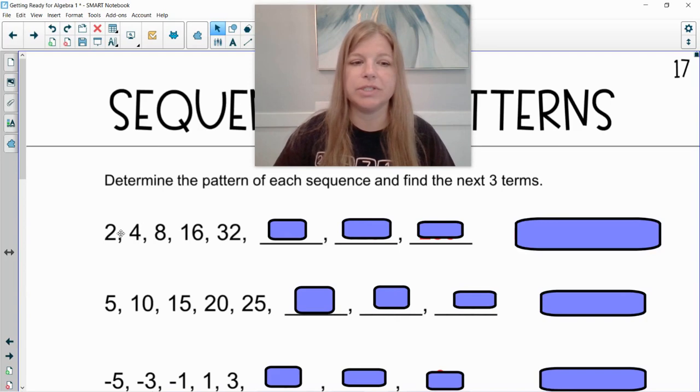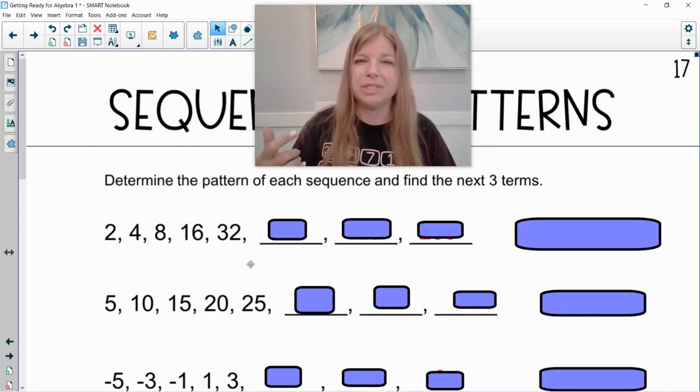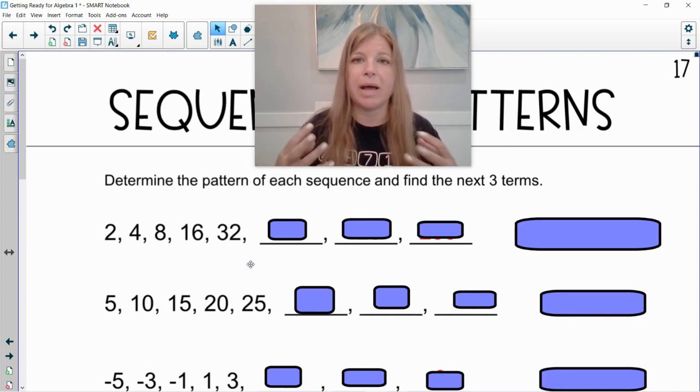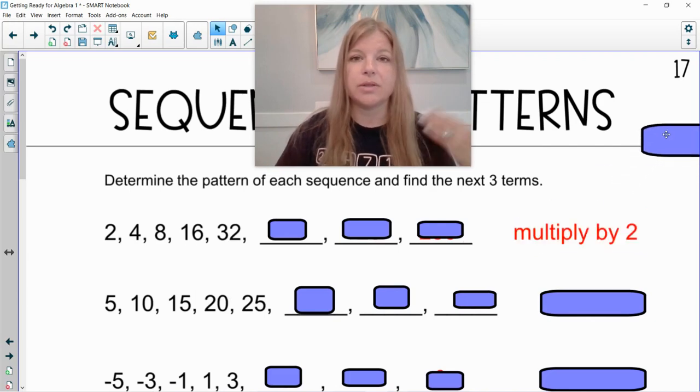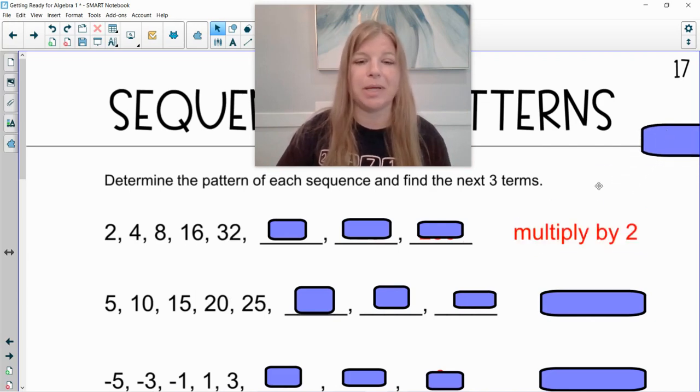So when I look at this first sequence, 2, 4, 8, 16, 32, I might say to myself, am I adding by 2 each time? Well, 2 to 4 is adding by 2. But is going from 4 to 8 adding by 2? No. So I would say, okay, well, how else can I increase something? And it's possibly by multiplication. How do you go from 2 to 4? Multiply by 2. How do you go from 4 to 8? You multiply by 2. 8 times 2 is 16. 16 times 2 is 32. Pattern works out beautifully. So the way to get the next term in the sequence is to multiply by 2.